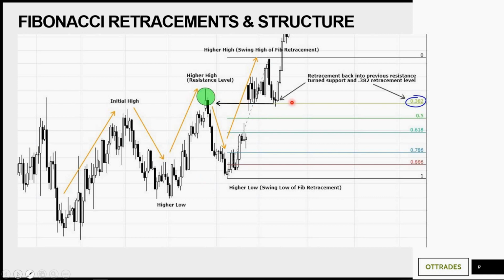We're looking for the addition of the trend, so we're following the trend. We're not trying to catch the reversal. We're following the trend. We waited for price to pull back lower, so we've got a better risk-reward ratio. We've pulled back into that support, resistance turned support level, and we've got the addition of this 382 level as well. So we've got multiple reasons for looking to get in on this trade. So I hope that makes sense.